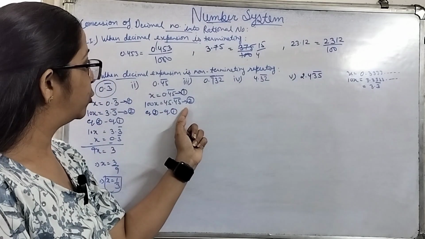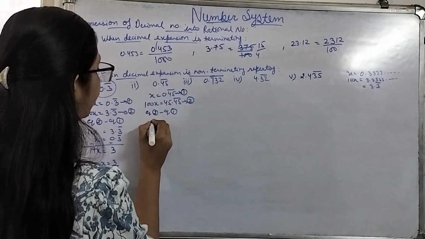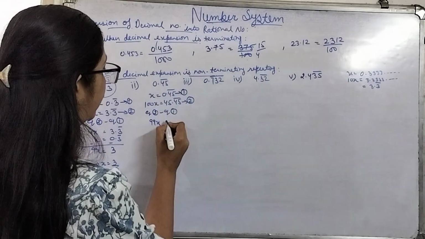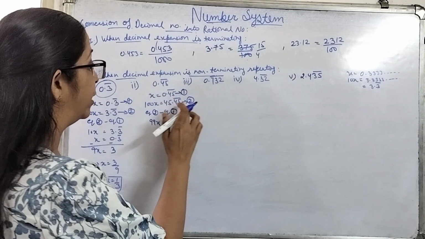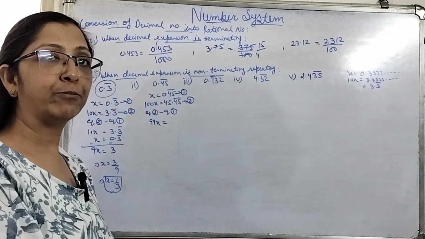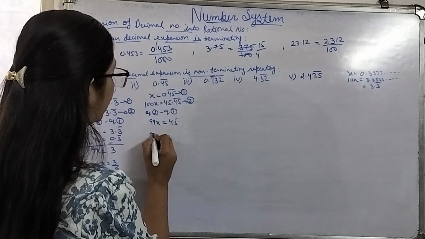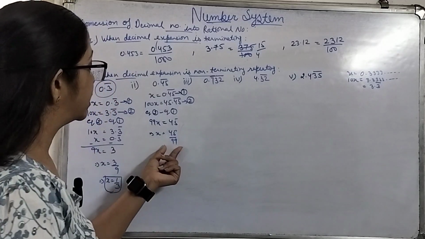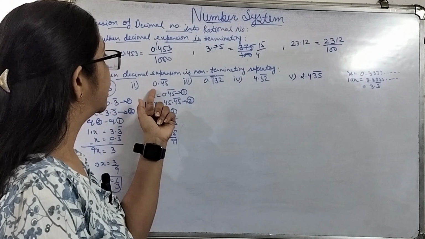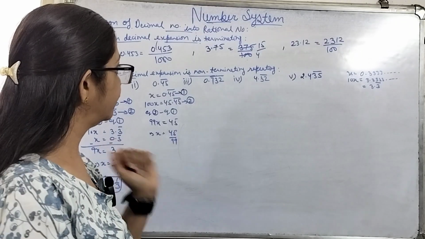From equation number 2, if we subtract equation number 1, 100x minus x will become your 99x. And 45.45 bar minus 0.45 bar, the 0.45 bar parts are going to cancel. It will be your 45. So the value of x will be 45 upon 99. So this is how we can represent 0.45 bar in terms of p upon q.